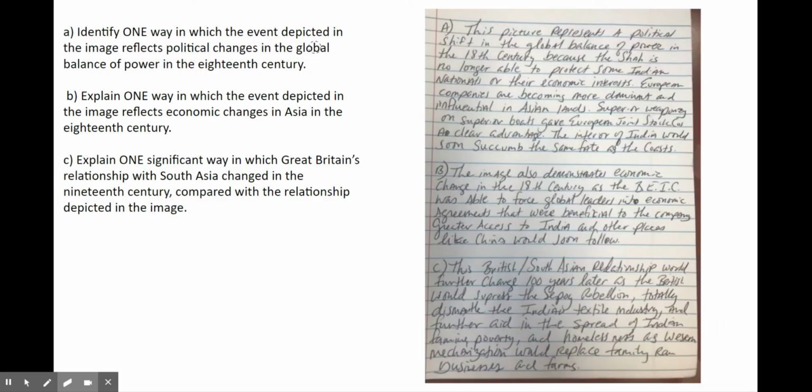Identify one way in which the event depicted. And so this picture represents a political shift in the global balance of power. All that's just words from the prompt until you get to here. Because the Shah is no longer able to protect some Indian nationals or their economic interests. European companies are becoming more dominant and influential. Superior weaponry, superior boats gave European joint stock companies a clear advantage. And again, the interior of India would soon succumb to the same fate as the coast.